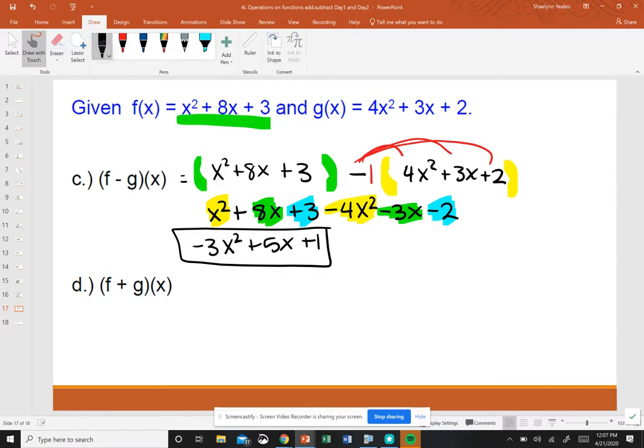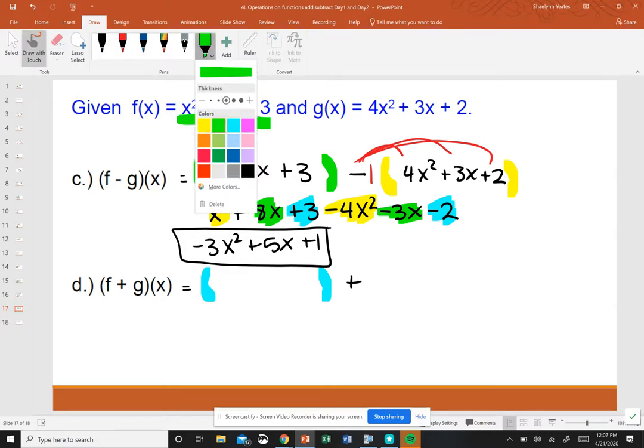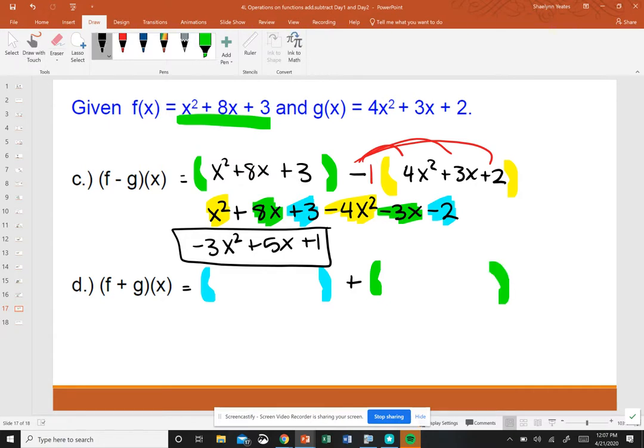So on this last one, we're going to have f plus g. So we're going to put our f function here, and then we're going to have plus, and then we'll have our g function here. So our f function is x squared plus 8x plus 3, and then we're adding 4x squared plus 3x plus 2. Now here we just need to combine like terms. So we have an x squared and a 4x squared. So together that's 5x squared, because 1 plus 4 is 5.